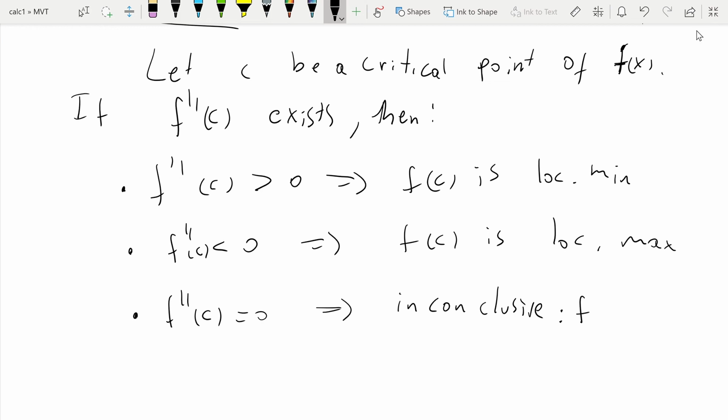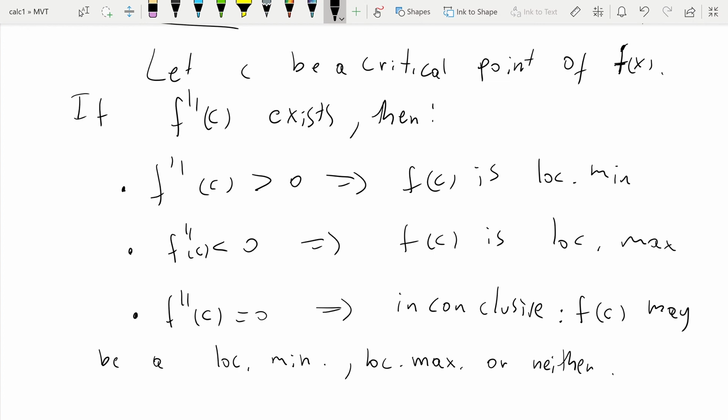What's going on is that f of C may be a local min, local max, or neither of the two. Neither. We actually explained how this works. The first 2 points work.